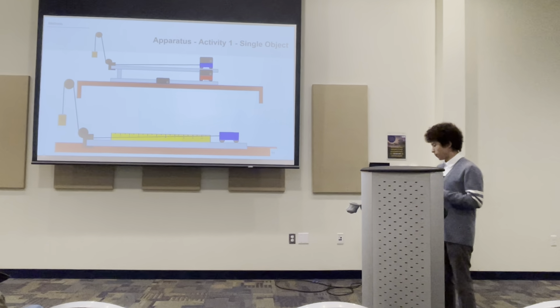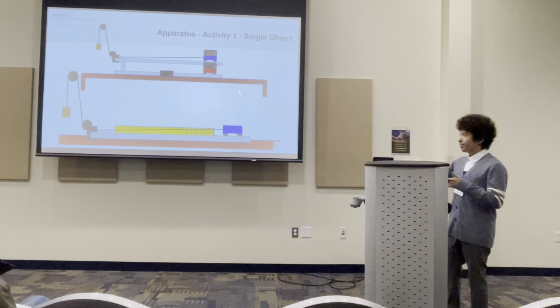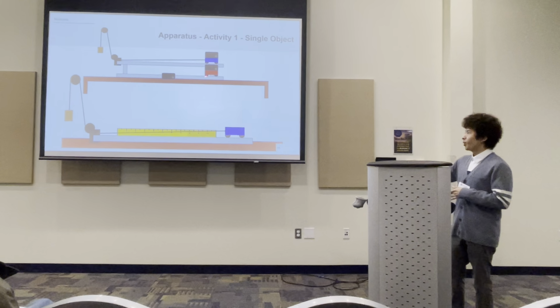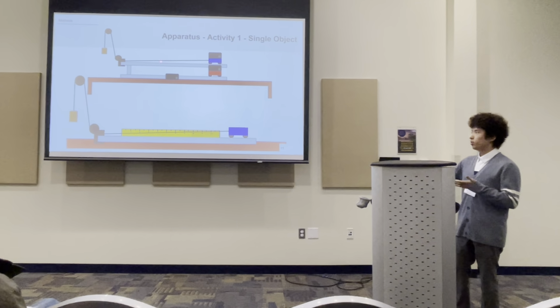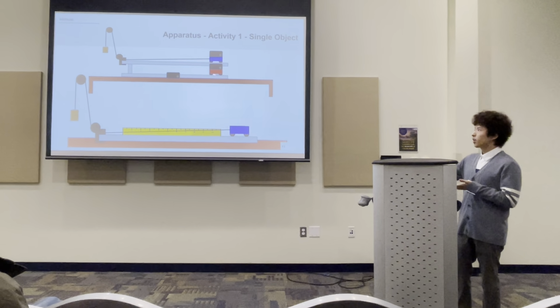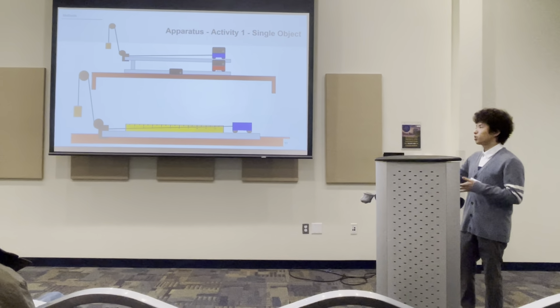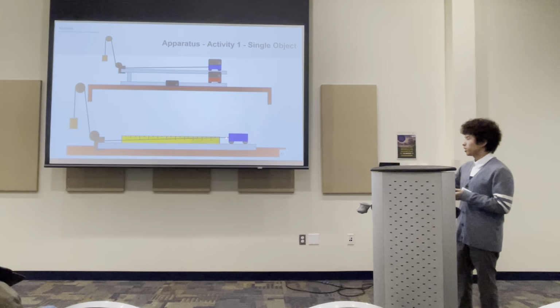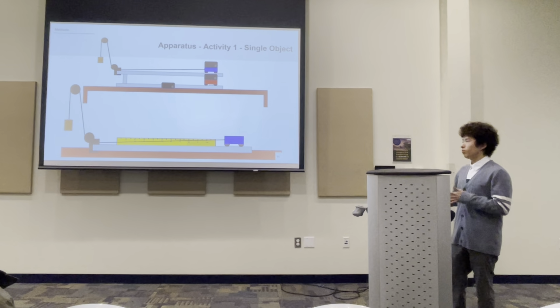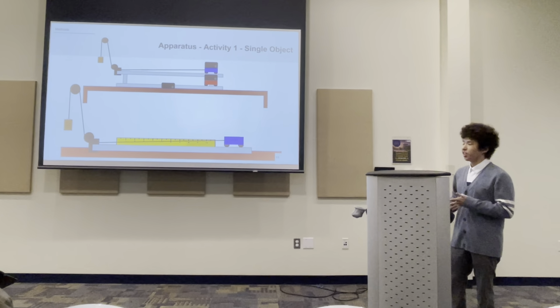Another table has 2 carts, and these are phones, actually. Each phone represents a reference frame. So this one here represents the Earth reference frame, a constantly moving reference frame, and an accelerating reference frame. We're going to use the slow motion cameras to take a video of the motion of this cart, and then use video analysis to analyze the data to check the Galilean relativity.